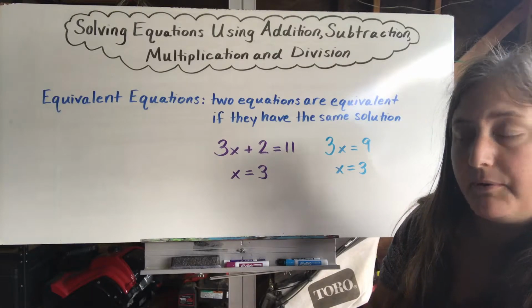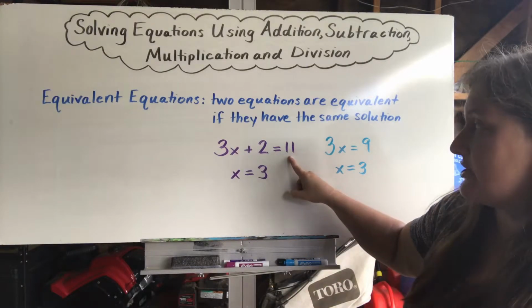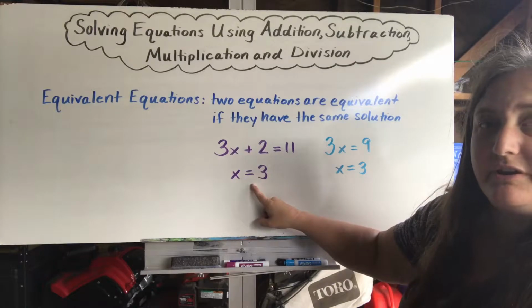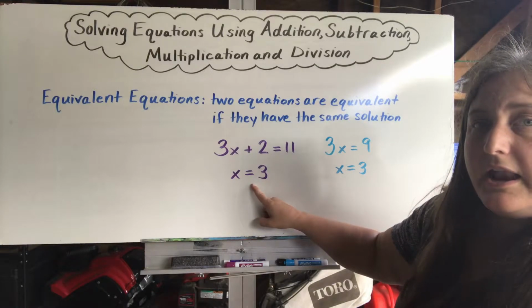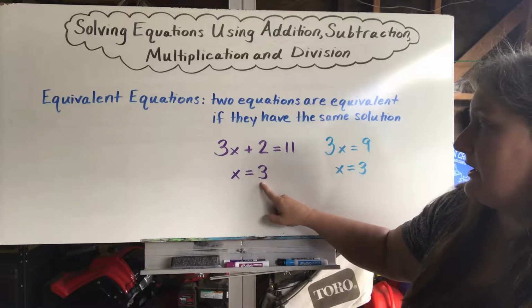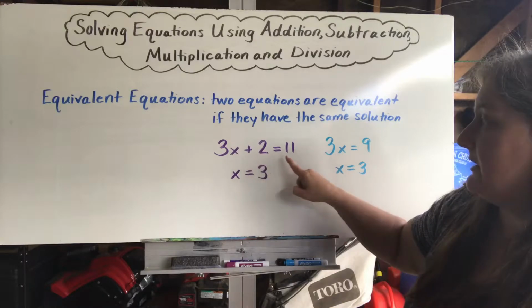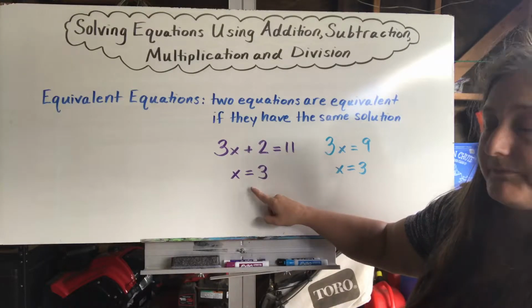So here's an example. I have 3x plus 2 equals 11. This is my equation. The solution for this equation is x equals 3. And I can test that out and make sure this is my solution by taking this 3 and plugging it back in for x. 3 times 3 would be 9, plus 2 would be 11. So this is our solution.